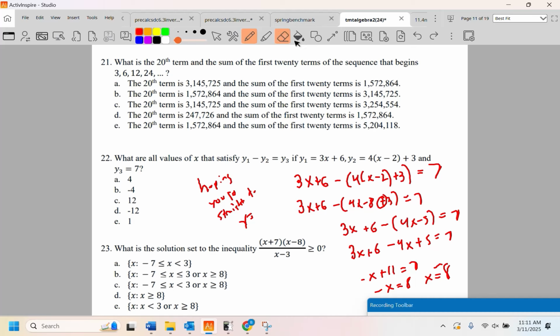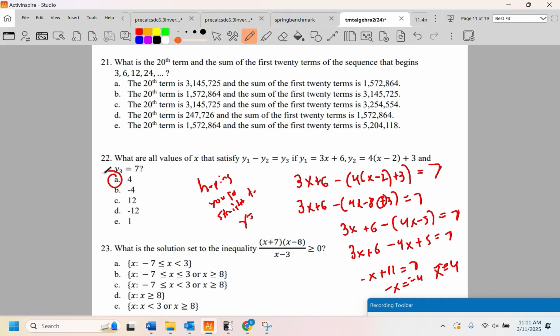All right. Negative x equals negative 4. X is 4. I've never seen them do multiple select, so the only value that makes any sense is 4.